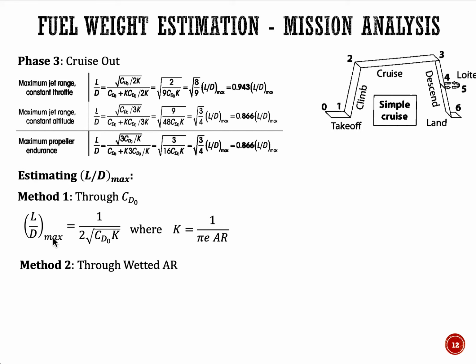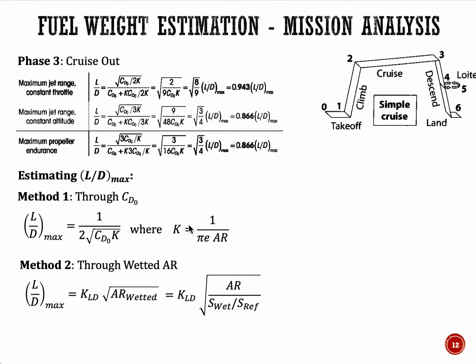And the second method, Raymer does it through the wetted area approach. I think the first method is Nikolai, and the second method is Raymer. So L over D max can be estimated from an aspect ratio, and here it is a wetted aspect ratio. The wetted aspect ratio is nothing but b squared over S wet, and the relationship between the wetted aspect ratio and the regular aspect ratio is shown by this equation right here. The wetted aspect ratio is the regular aspect ratio divided by S wetted over the reference area. So wetted area is like the surface area of the aircraft, and the reference area is the planform area of the aircraft.